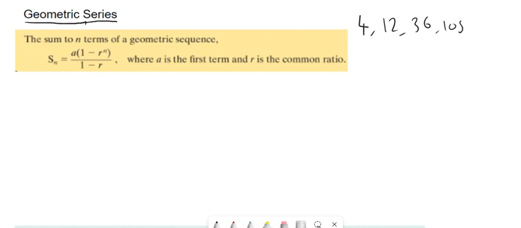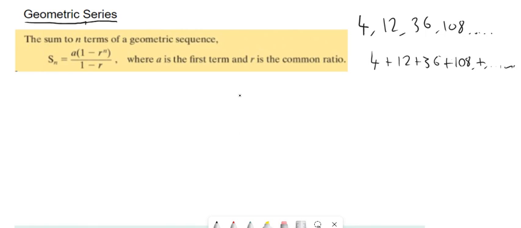What's happening there is each term is being multiplied by 3 to get to the next one. So that's a simple enough geometric sequence. A geometric series is where you're adding them together. So 4 plus 12 plus 36 plus 108 plus whatever it is, up to whichever term you want. That's the difference between a sequence and a series.